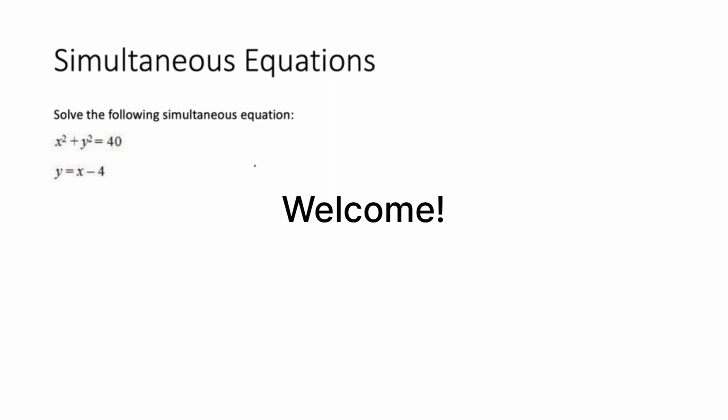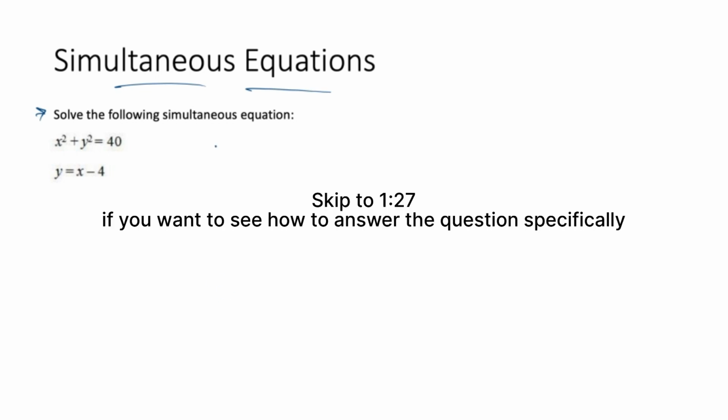Welcome to another video. Today's topic is simultaneous equations, and I'll be answering this question. We have x squared plus y squared equals 40 and y equals x minus 4. Just to give you an idea, this is a circle and this is a straight line.